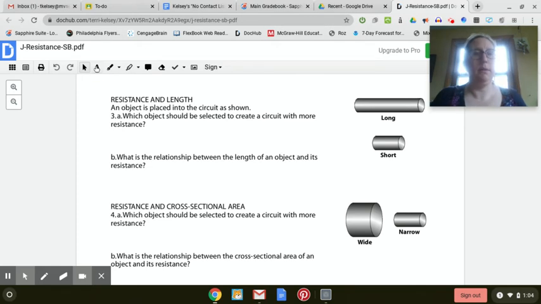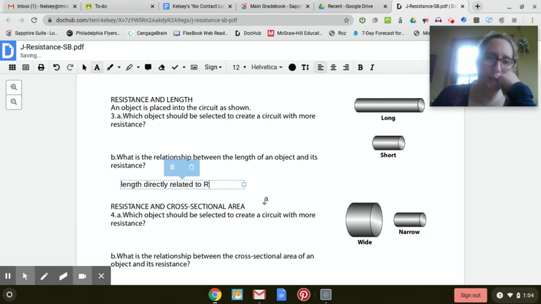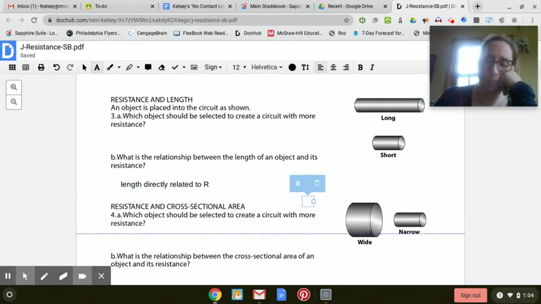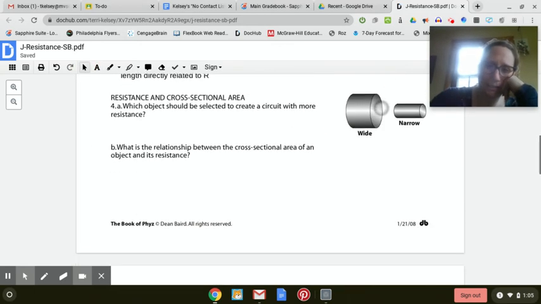That would be length, L-E-N-G-T-H, length, directly related to resistance. Okay. All right. So then if you think of those two examples we have here, where we have a wide wire and a really narrow wire, which object would have more resistance? It would be the narrow one. That kind of makes sense, right?